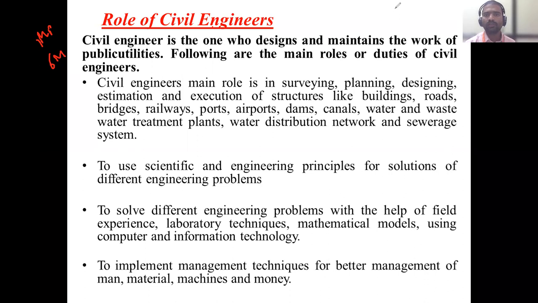So what will he do? First, a civil engineer is the one who designs and maintains public works. The following are the main roles and duties of a civil engineer. See what the roles are. First, the civil engineer's main role is in surveying, planning, designing, estimation and execution of the structures.